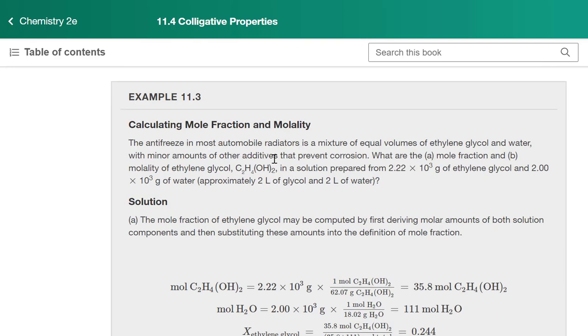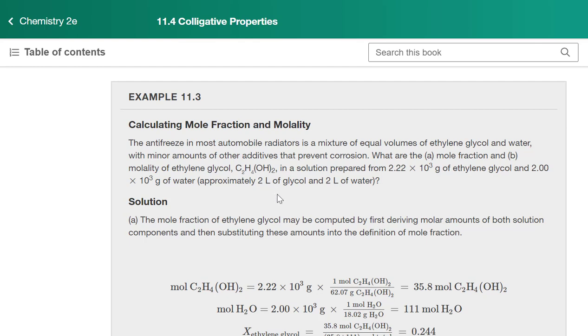The antifreeze in most automobile radiators is a mixture of equal volumes of ethylene glycol and water, with minor amounts of other additives that prevent corrosion. What are A, the mole fraction, and B, molality of ethylene glycol in a solution prepared from 2.22 times 10 to the third grams of ethylene glycol and 2.0 times 10 to the third grams of water, which we're saying is approximately 2 liters of glycol and 2 liters of water. So that's what you get when you mix the 50-50.